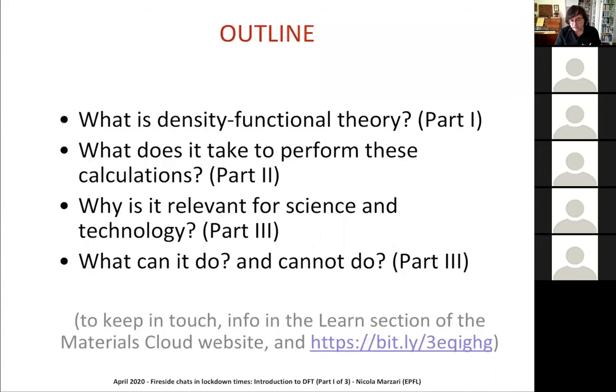So let me start. What is the goal of these three webinars? Well, the first one, the one of today, is dedicated to the fundamentals of electronic structure and explaining to you what density functional theory is. The one of tomorrow is a very practical one, what I call density functional practice, and it will be dedicated to understanding how you perform a calculation using what is called the total energy plane wave pseudo-potential method. That is very popular these days in science and technology.